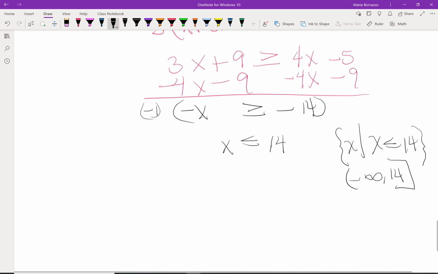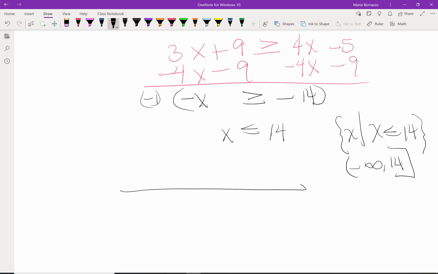As far as the number line, here's a number line. Here's 14, it is inclusive. And x is the value less than that. So we're going to highlight all the way down as such.